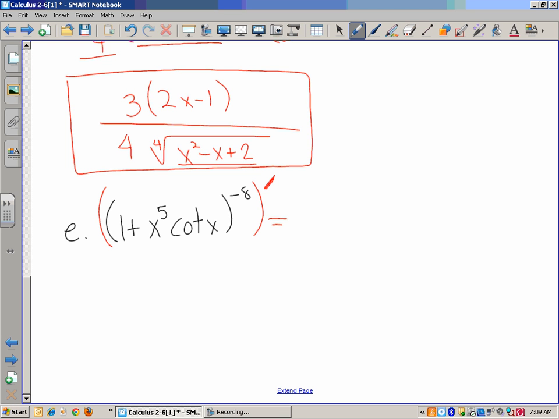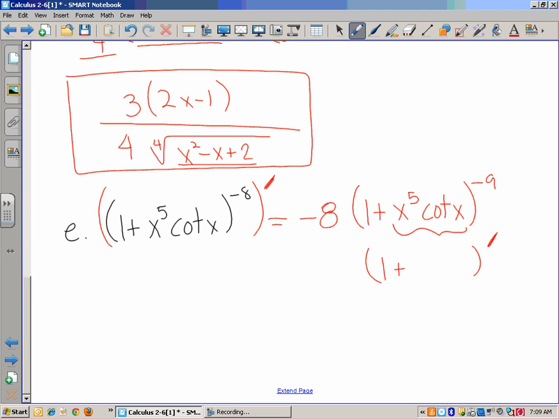So anything to a power, so negative 8 becomes the power. That thing is now going to be to the minus 1 from that, so negative 9th power. Then I need to take the derivative of the inside. Well, the derivative of the inside, because of that x to the 5th times cotan x, I'm going to have to use the product property on that.